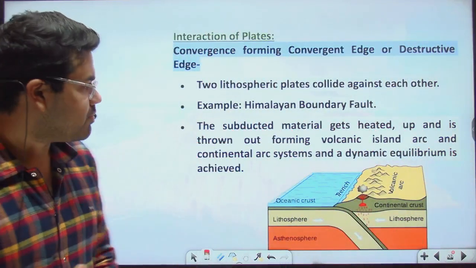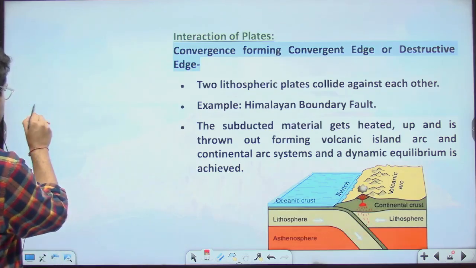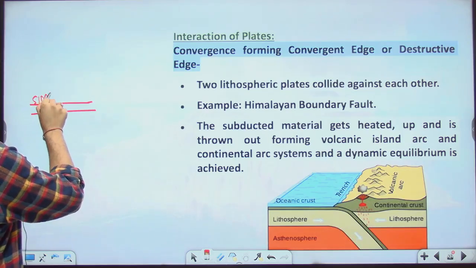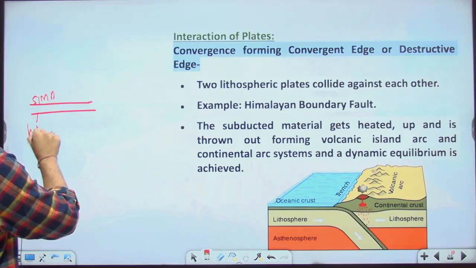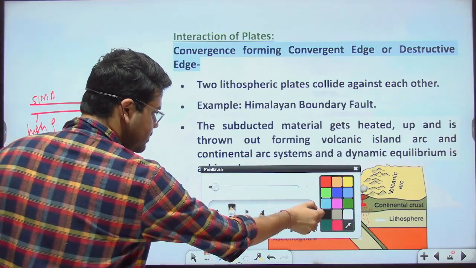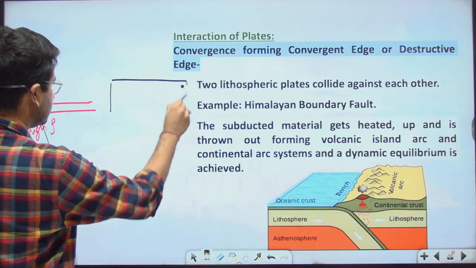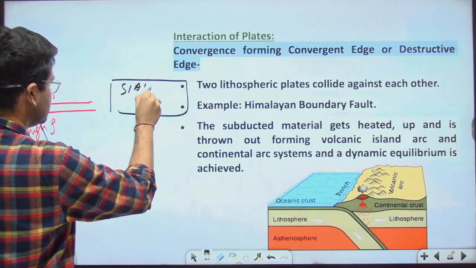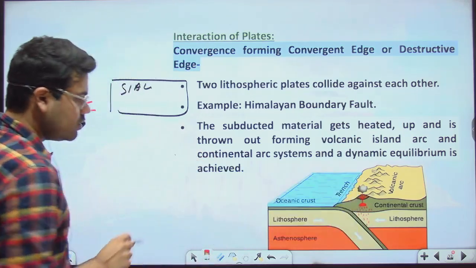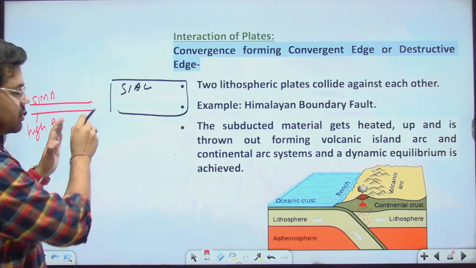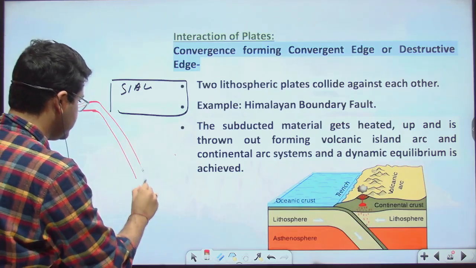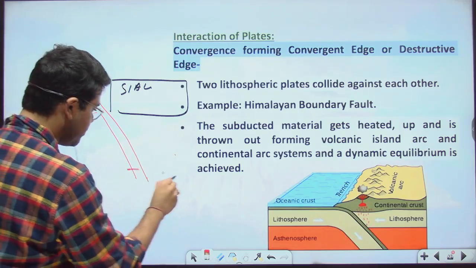Okay, what's happening here? Let's say this is a oceanic plate. High density, what we saw about Sima, it is high density, okay, and thin plate. And this plate is Sial plate, the continental plate. What would happen? The Sima, being the heavier one, when it collides, it will subside down. Subside to where? In the mantle region.